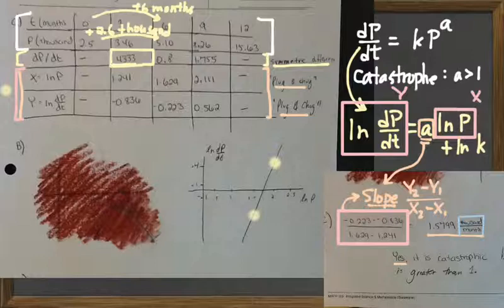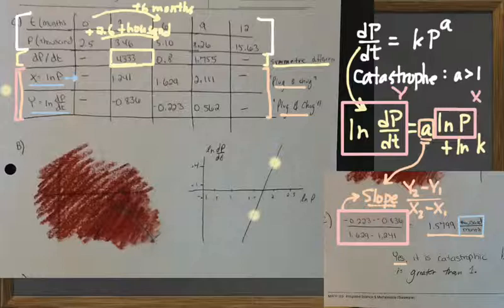What variables is this slope relating? The natural log of p versus the natural log of delta p over delta t. Indeed. So this slope is relating the natural logs of p and dp dt together. Let's take those one at a time. What are the units of the natural log of p going to be? P is measured in thousands of rabbits. What is the natural log of p going to be?